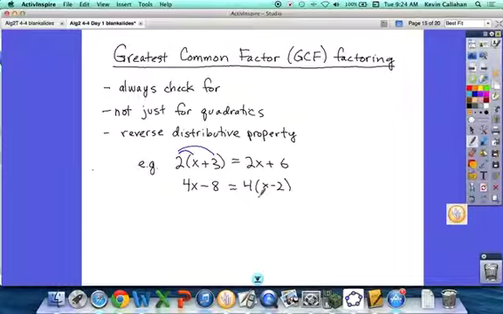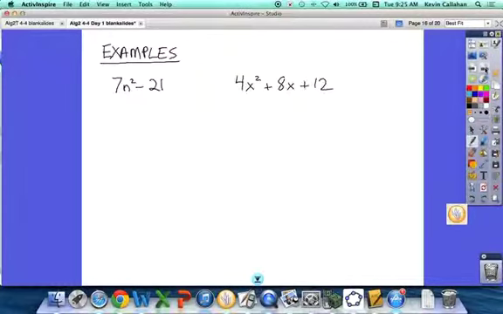And what you really need to check is that you go in reverse and see that you get back to where you started from, right? See that 4x, distributive property, 4 times x, 4 times negative 2, you get back to where you started from. Then you know you factored it correctly. There are some common places where we make mistakes with this, where you don't get back to where you started from. So here's a couple examples of this. We're almost done.